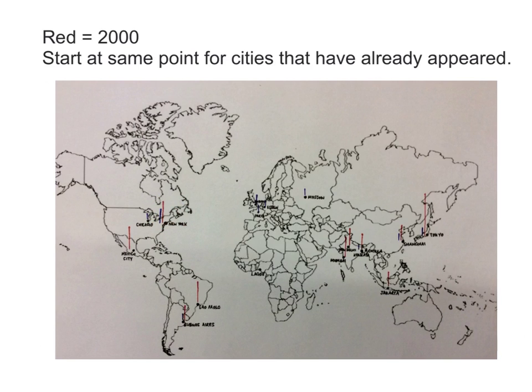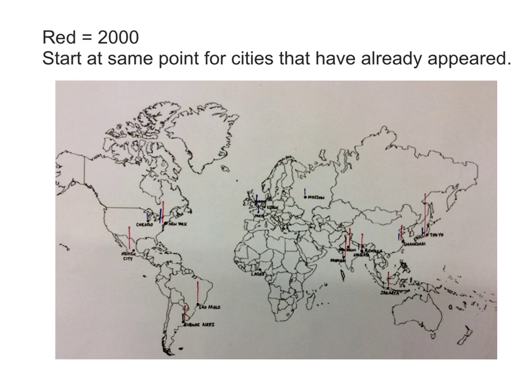After I've plotted all the 1950 data, I'm then ready to plot the data for the year 2000. And this time I'm going to plot that data in red. The important thing here is to start at the same point for cities that have already appeared once. So, for example, if we again look at New York, you can see my blue and my red lines start at roughly the same point.